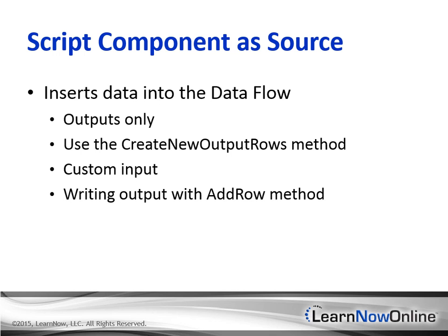And then for writing output, in order to write data rows to an output, you call the AddRow method of the output buffer wrapper class. To signal that all the rows are written, you call the SetEndOfRowset method of the output buffer wrapper class. So there are methods that you would use with the script component only if it's a data source.